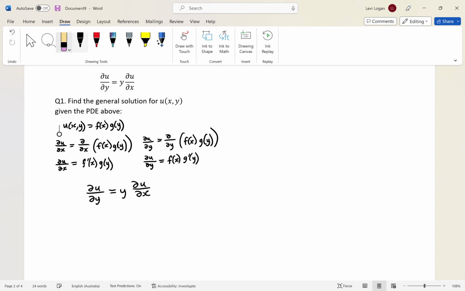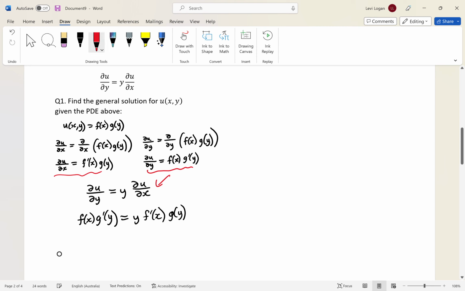So we're just going to do that real quickly. Partial derivative of u with respect to y is equal to f of x times g prime of y. So the first derivative of g of y is equal to y times f prime of x, so the first derivative of f of x, times f of x times g of y. Alright, so everyone sees how I've gone from the first step to the second step. All I've done is put this stuff into this PDE, and I've basically just simplified it down to here.